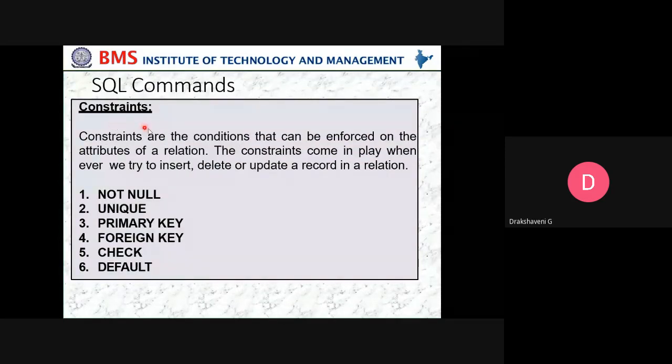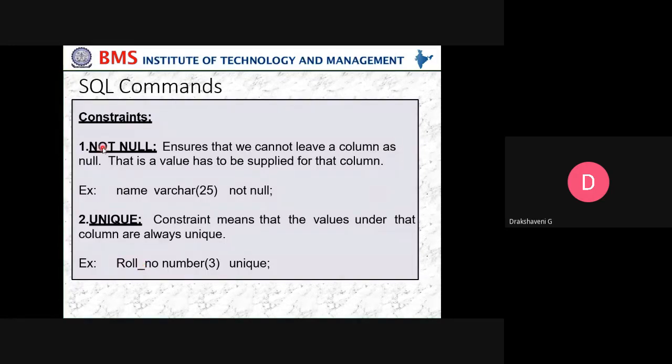In the same way, constraints are the conditions that can be enforced on the attributes of a relation. The constraints come into play whenever we try to insert, delete, or update a record in a relation: not null, unique, primary key, foreign key, check, and default. What is a constraint? What is not null?